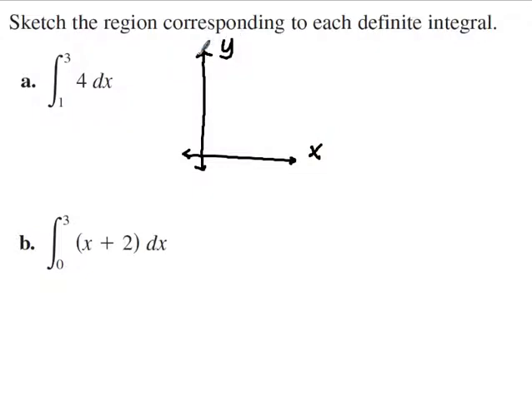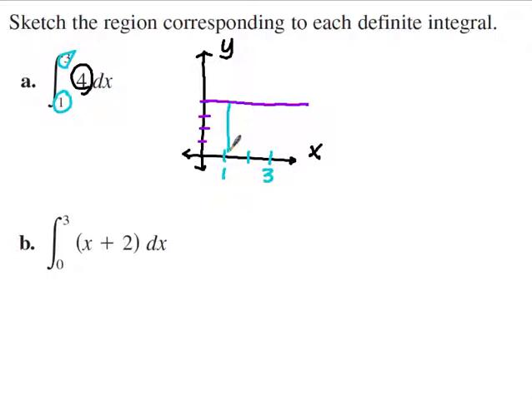Now I'm going to look at the function I'm graphing. I'm graphing 4. I know that 4 is a horizontal line at 4. So here's what my horizontal line looks like. Now I'm going to look at the limits of integration. Notice this says 1 and 3. So I'm going to go to the x-axis. Here's 1. Here's 3. So I'm going to go ahead and draw in my vertical line right here.